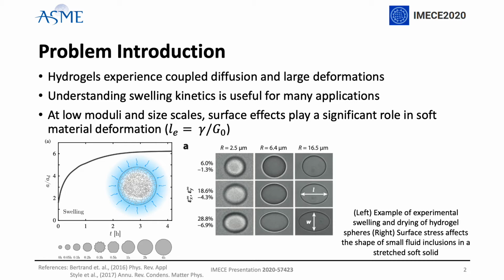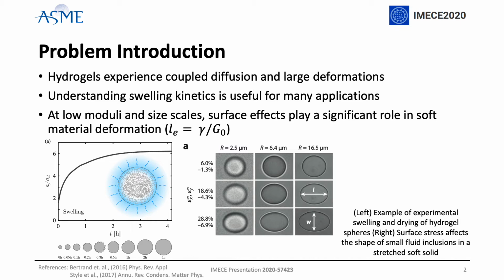In engineering material systems, we usually only consider surface effects in the nanoscale for soft solids, but recently, as shown in this figure from Style et al., surface elasticity has been proven to be significant in the millimeter length scale. This image shows surface stresses having a stronger effect on fluid inclusions within a stretched soft solid at smaller length scales, allowing it to retain its spherical shape.